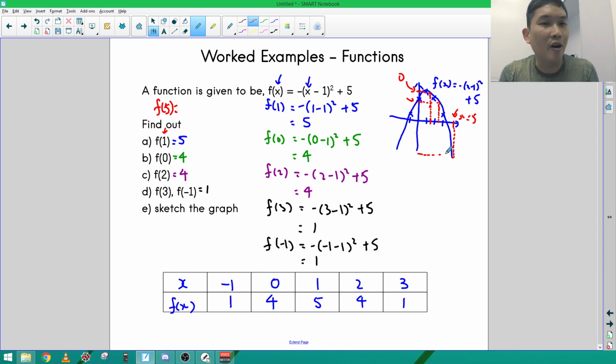And or outputs. Okay, so that's the end of this video. I hope you have a better idea of how functions work.